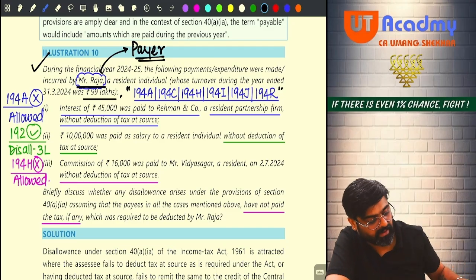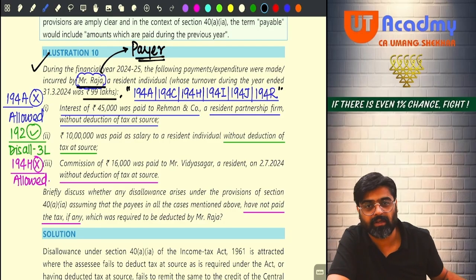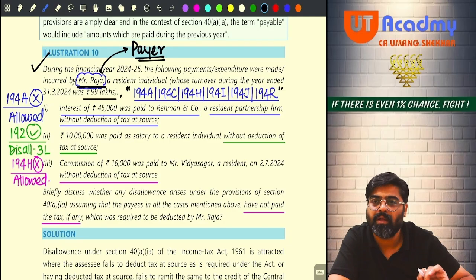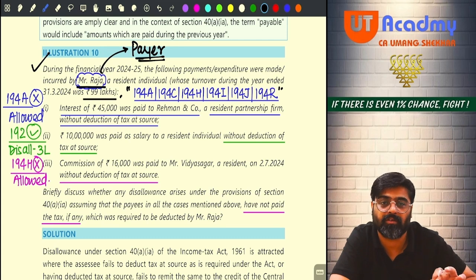So will that commission be your allowable expense? Yes, it will not be disallowed. It will be allowed as a deduction. And further, you are not treated as assessee in default also in this case.